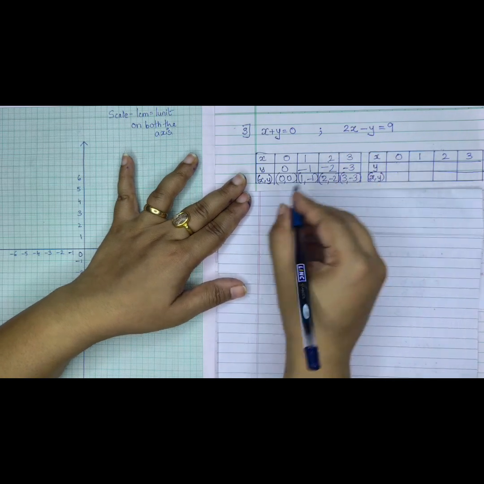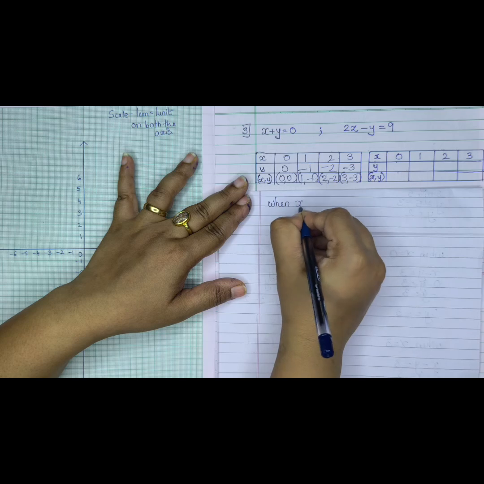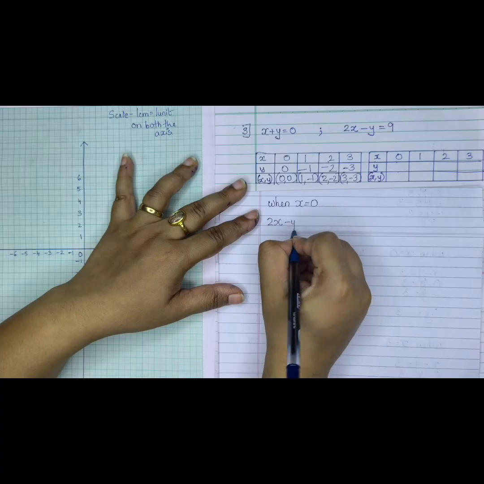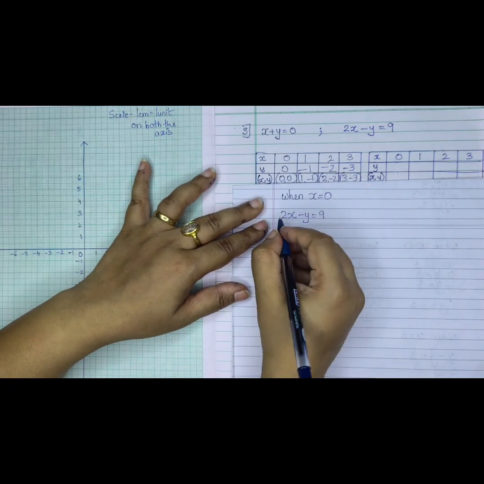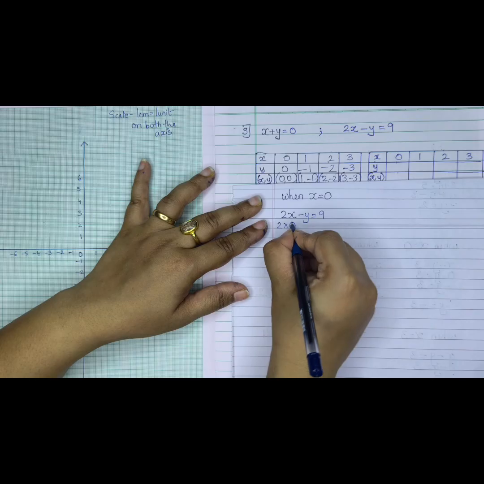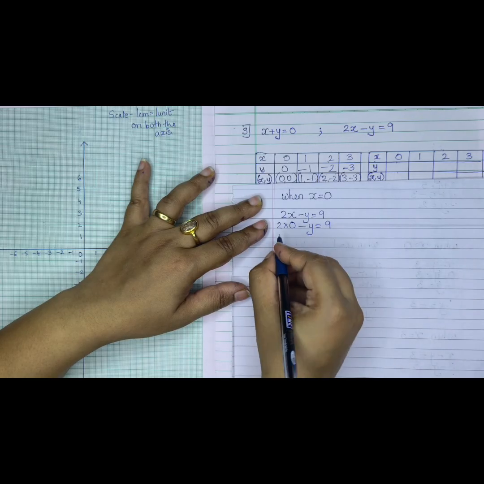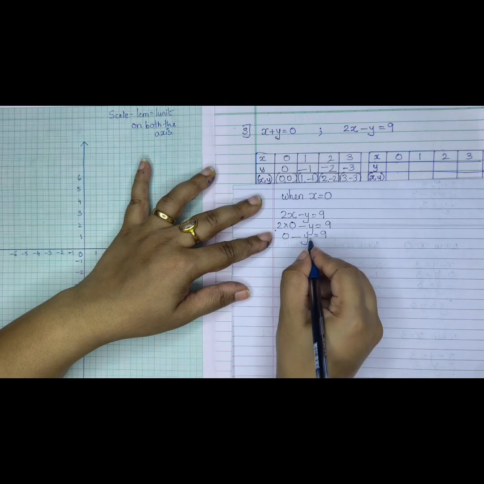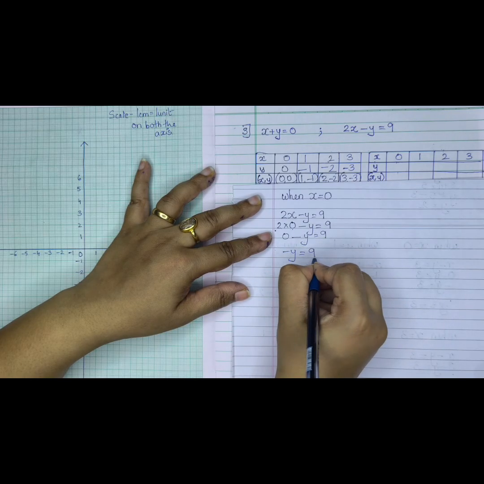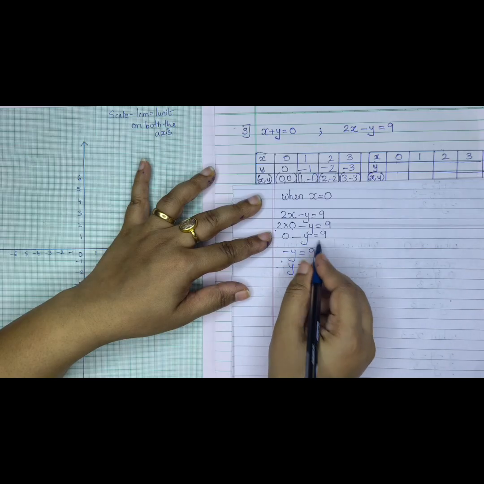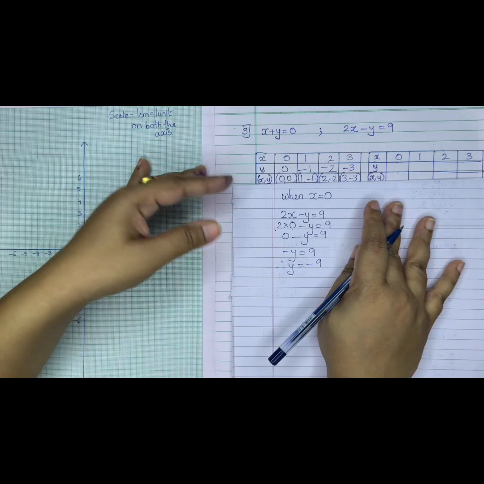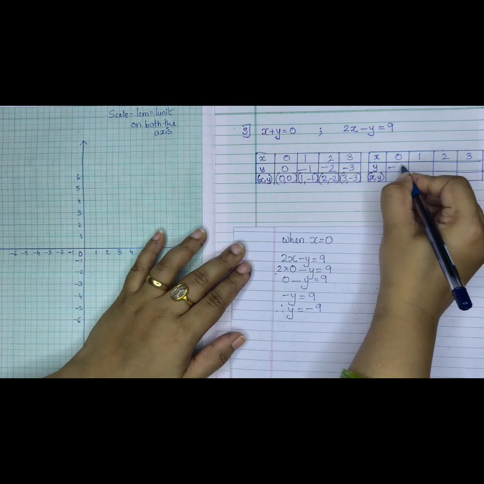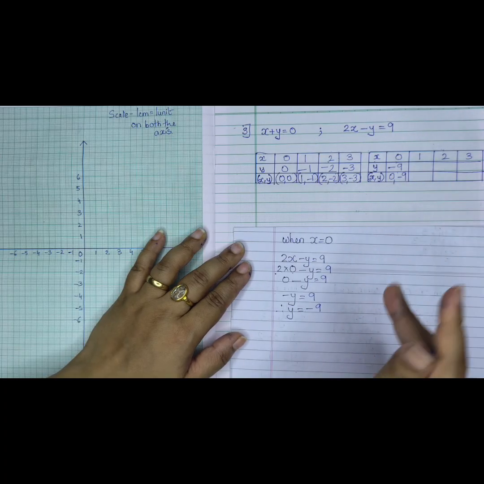Now when I am taking x is equal to 0, write down this equation, 2x minus y is equal to 9. Okay, x is equal to 0 means 2 multiplied by 0 minus y is equal to 9. 2 zeros are 0, minus y is equal to 9. Y is equal to minus 9. So we get 0 and minus 9 over here.